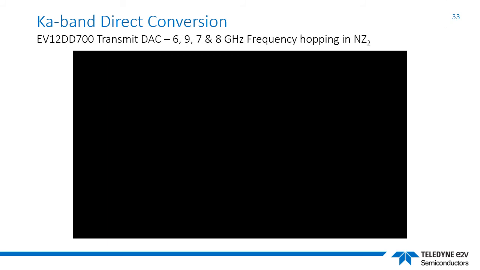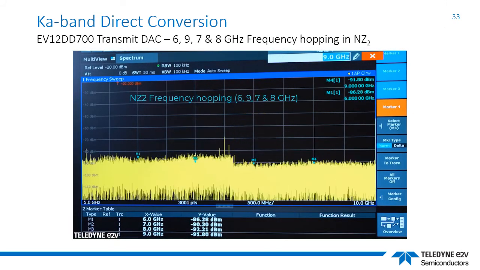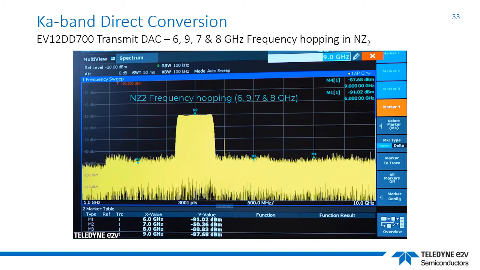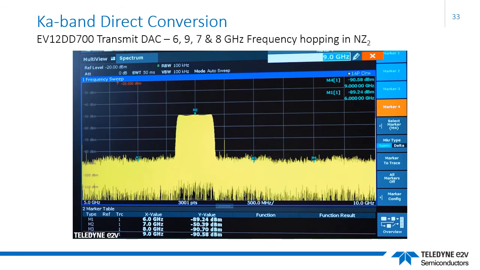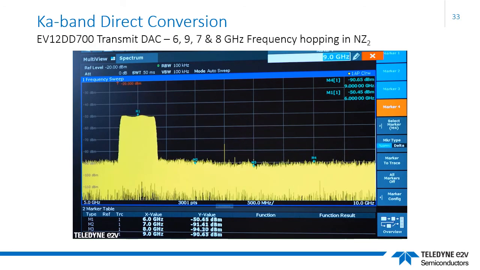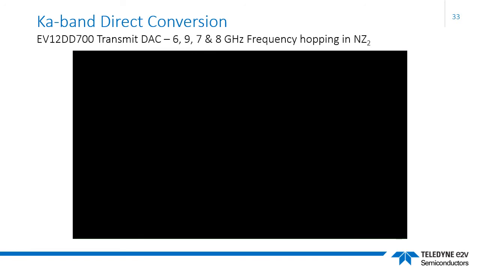So the final live plot for this seminar is an example of the DAC operating in frequency hopping mode. This has been slowed considerably. What you'll see here is operation in the second Nyquist zone, switching between 6, 9, 7 and 8 gigahertz. In reality, the part can switch frequency rapidly, as quickly as sub 10 nanoseconds.